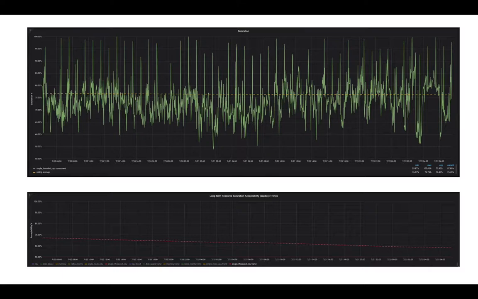Finally, I'm just going to give a demonstration of how we can view the saturation reports at the moment on GitLab.com.